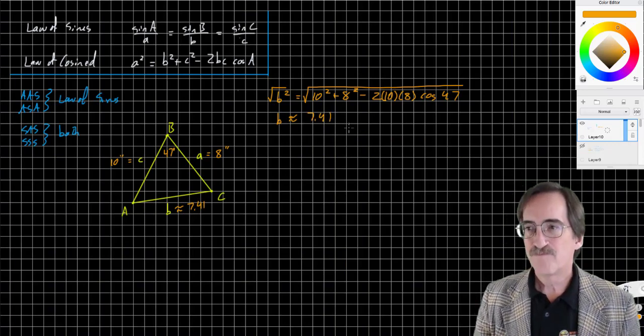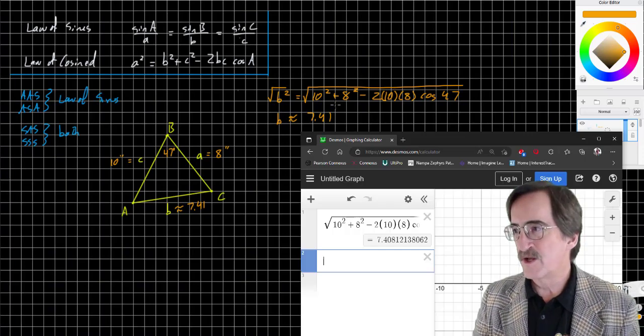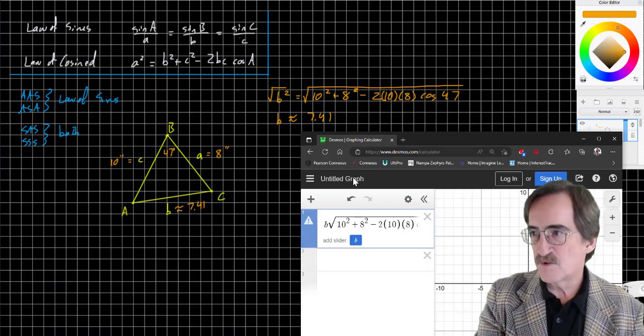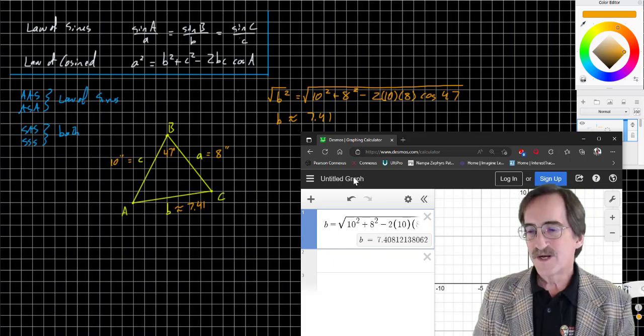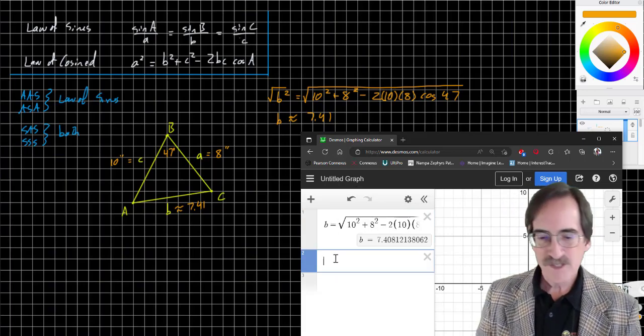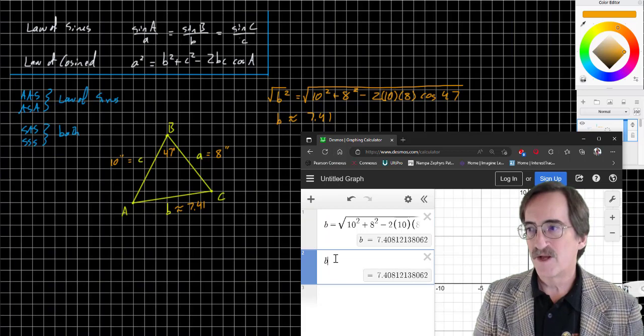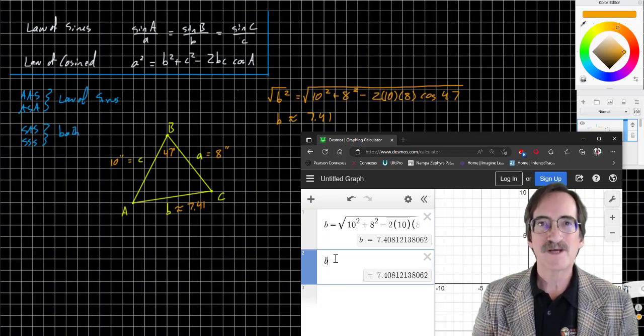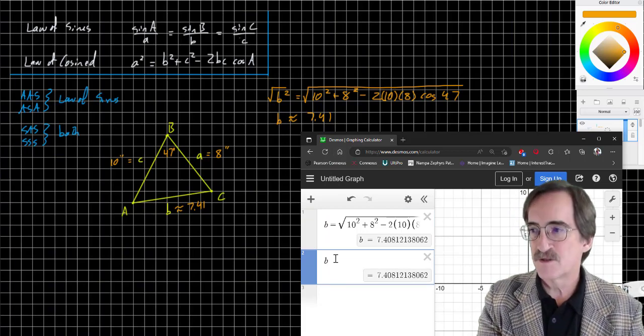7.41. Okay? And I'm going to do something else here. I'm going to do something in Desmos. I'm going to say b equals. And what that does now is that allows me to type b and bring up that exact value without having to retype all the decimal digits later on.